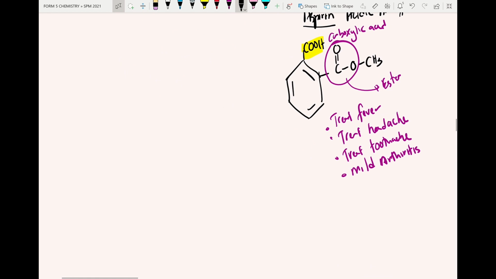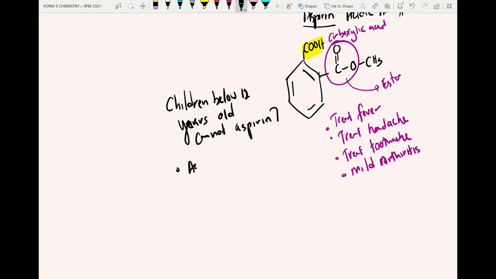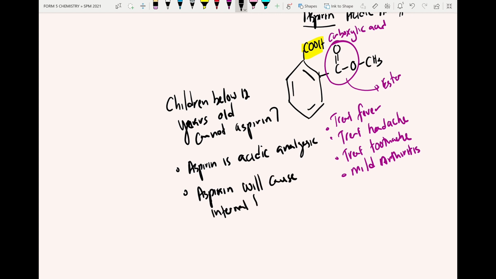And please remember children below 12 years old cannot take aspirin. Why? Aspirin is acidic analgesic. It will cause internal bleeding in their small intestine. So please remember all this.